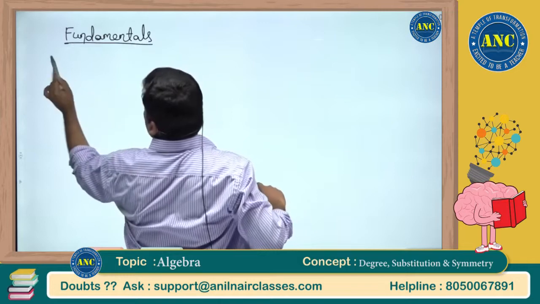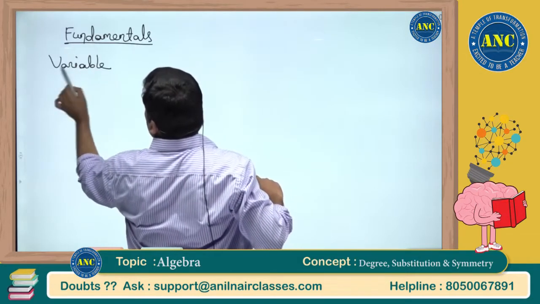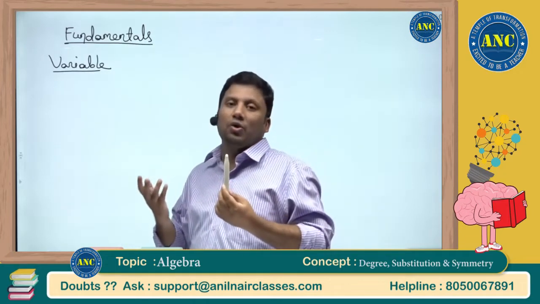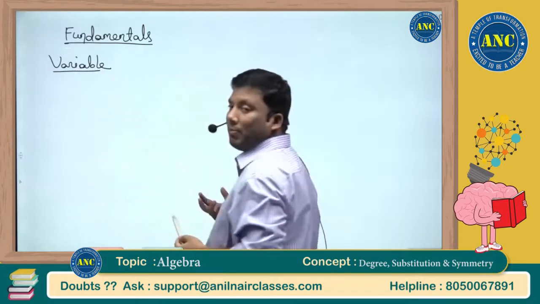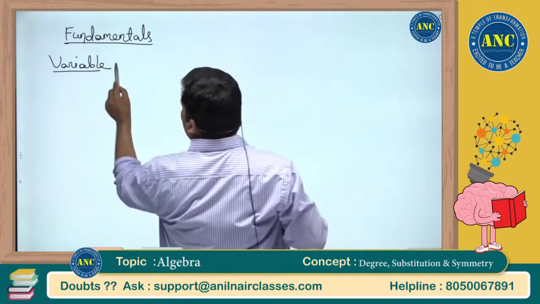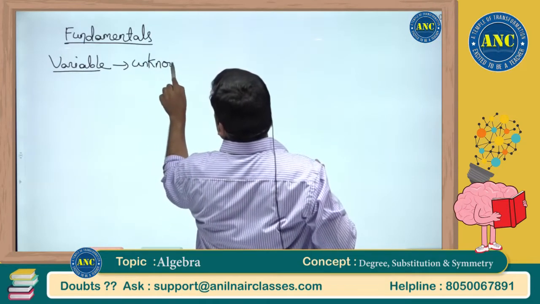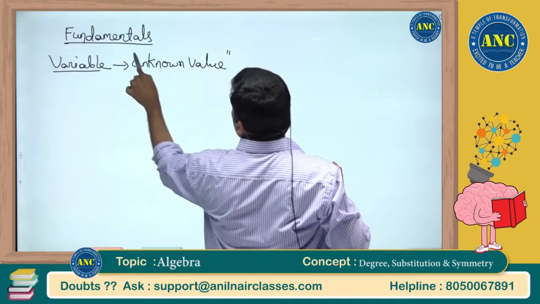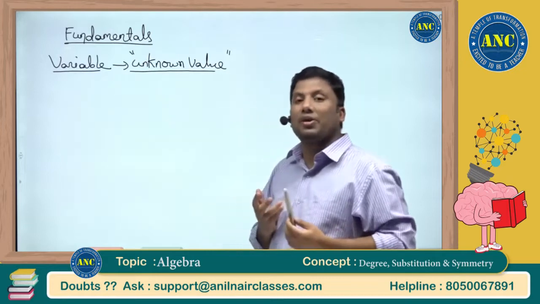Fundamentals. First, variable. What do you mean by variable? Variable is an unknown value. We do not know the value of that variable, so it is called variable. Variable means which varies, or in simple English, it is an unknown value, the value which we need to determine.